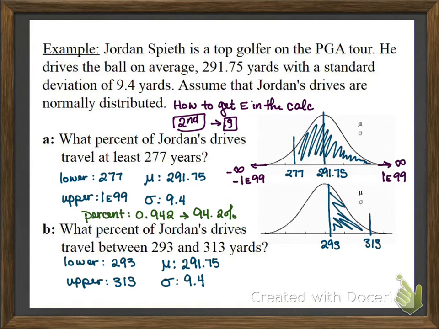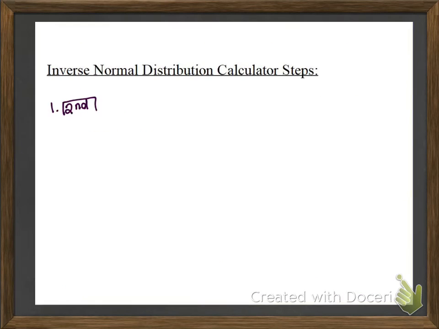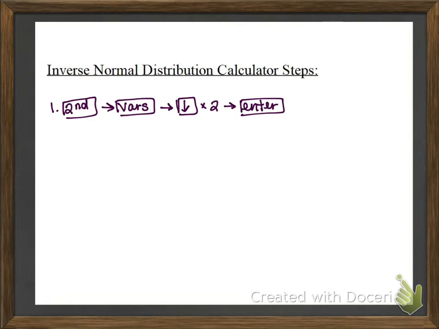Using the same calculator steps, we put our information in to find our percent, and we get 0.435 or 43.5%. So next we have inverse normal distribution. Inverse normal distribution is when we're given the area underneath the curve and we want to find that boundary that makes that area possible.